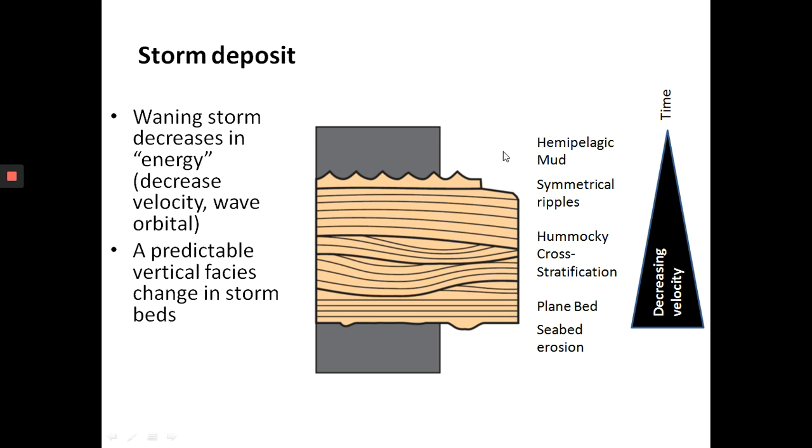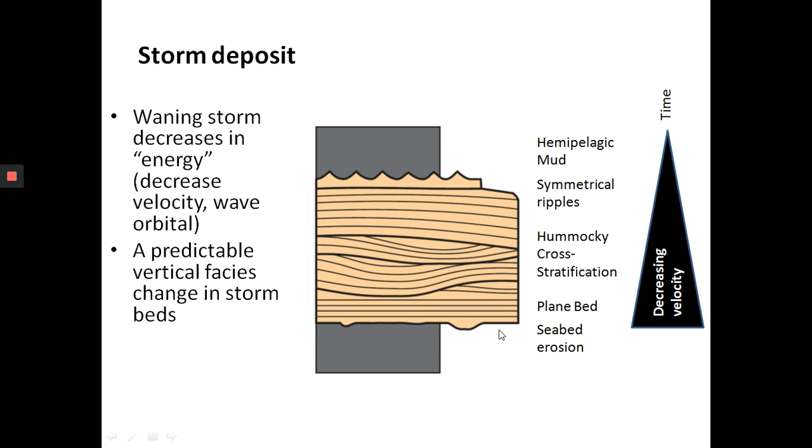So you tend to get these kinds of sections here, which are normal graded. And you can easily interpret this in terms of decreasing velocity. So from the plane bed, first you had seabed erosion at very high velocities. All sediments were transported. You only had erosion. There was a soft mud substrate at the bottom of the seafloor here, and it's being eroded by your really large, really strong storm.